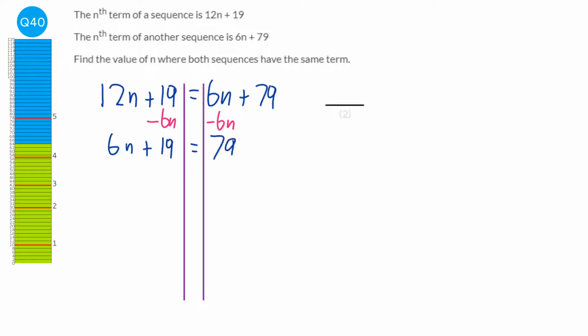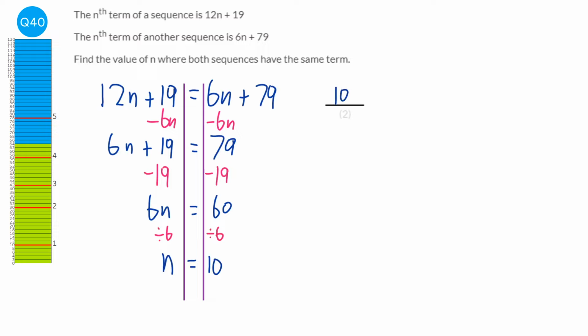Next thing we're going to do is get rid of the 19, so take away 19 both sides, and so we've got 6n equals 79 take away 19, which is 60. And finally, we're just going to divide by 6, and so that would be n equals 10. So the value of n is 10.